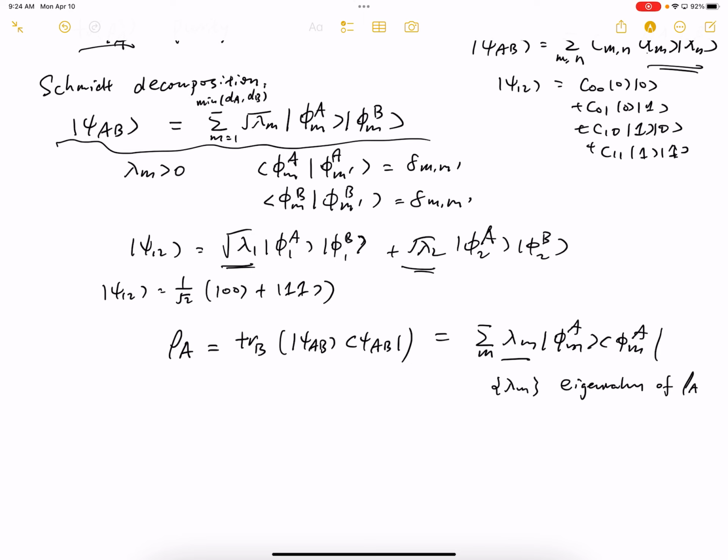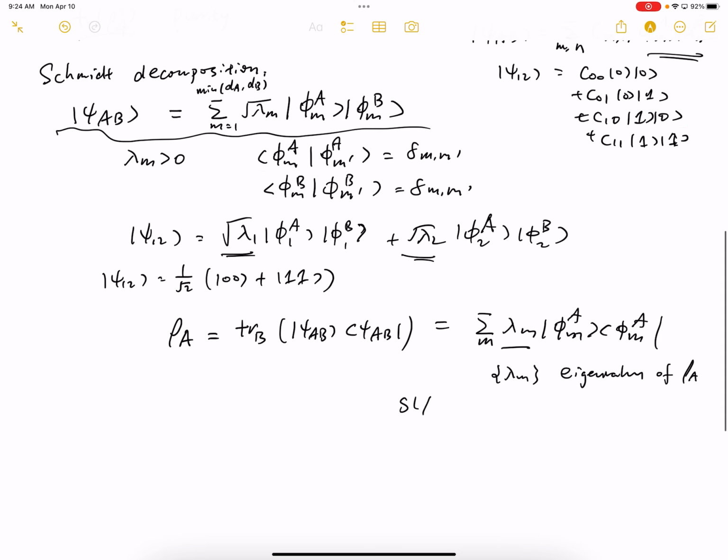And then you can calculate the entanglement entropy very easily. So the S of rho A is just going to be equal to the sum over M, lambda M, negative log of lambda M. Right, so you can calculate this immediately. So if you find the Schmidt decomposition, those coefficients, also called lambda M, will directly give you the entanglement entropy. And the reduced state can also be obtained directly by just doing this.